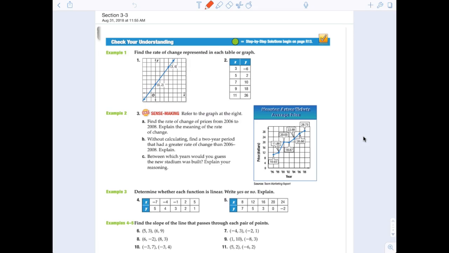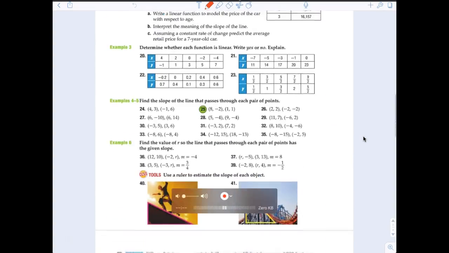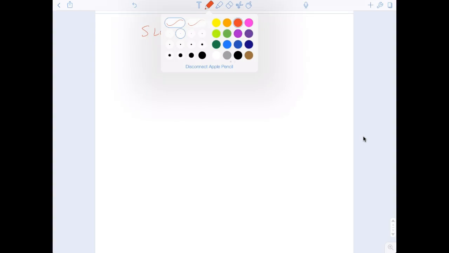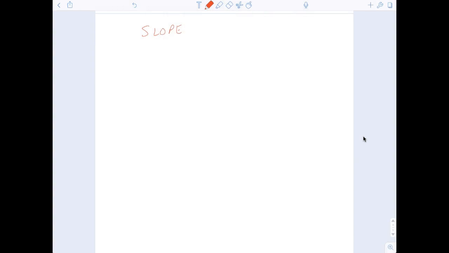All right? So the first thing we're going to do now is talk about the slope. So I'm going to scroll down. All right? And then we're going to talk about slope. So I want everybody to write down slope. A rate of change. All right? Slope is considered a rate of change.